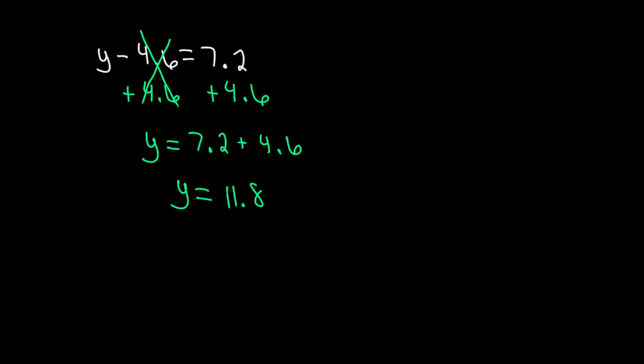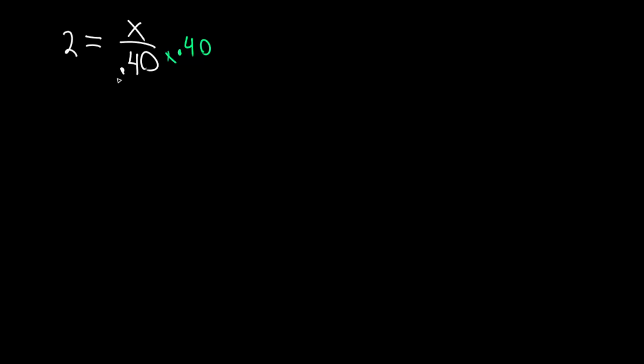All right, let's do a couple multiplication examples. How about 2 equals x over 0.40. And we want to figure out what x is. Well, to figure out what x is, we're going to have to get rid of this 0.40 in the bottom. And to get rid of something in the denominator, we multiply the denominator by itself. So 0.40 multiplied. These will cancel out. But we had to multiply over here by 0.40 also.